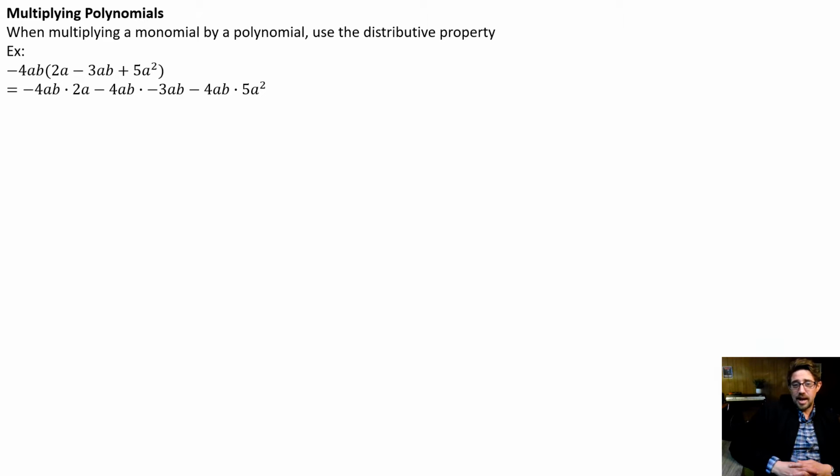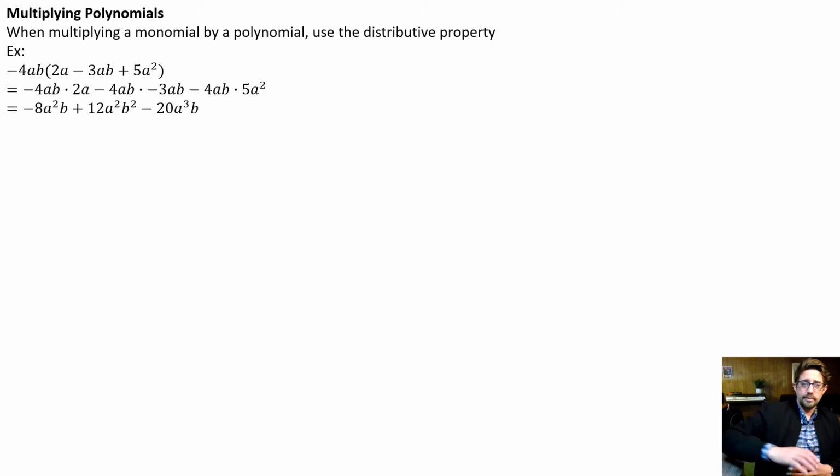So now you just multiply all the like terms together, right? A's times the a's and the b's times the b's and the constants times the constants. So it's what? Negative 8a squared b plus 12a squared b squared minus 20a cubed b. Is that what I said? Yeah. And that's as good as it gets.